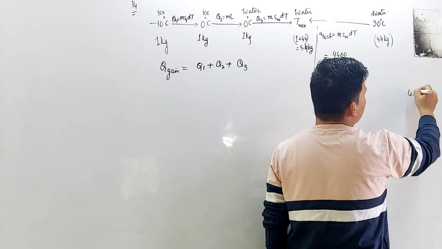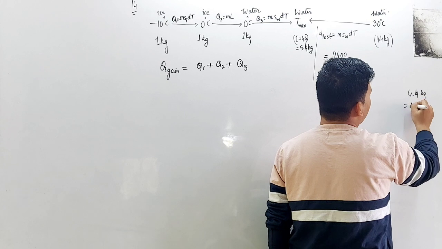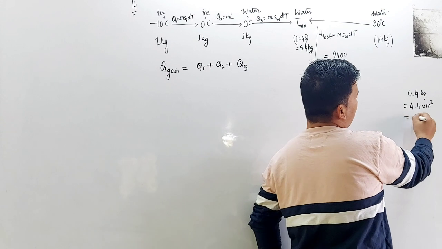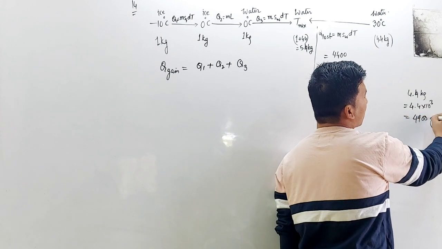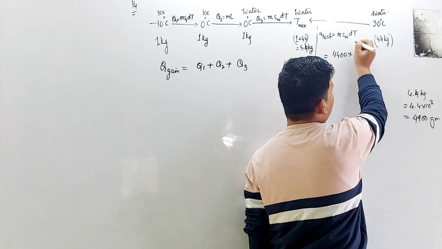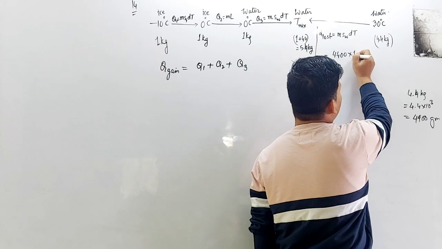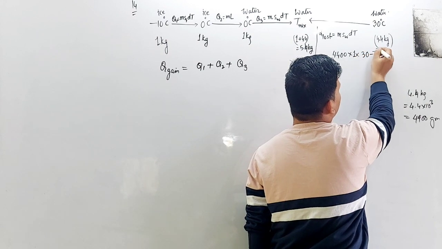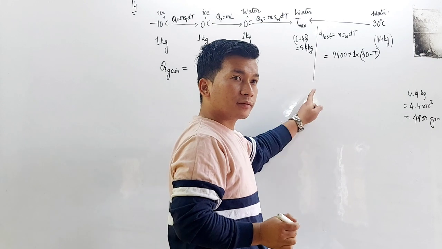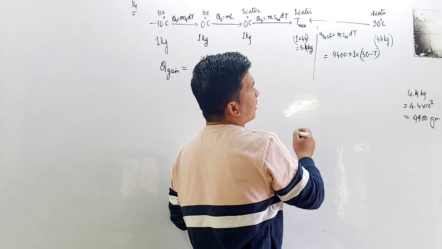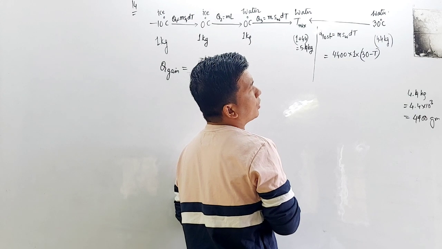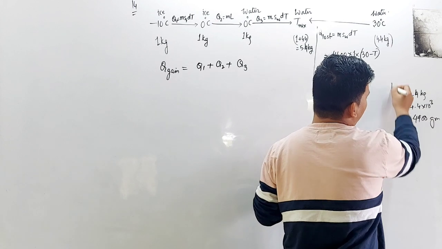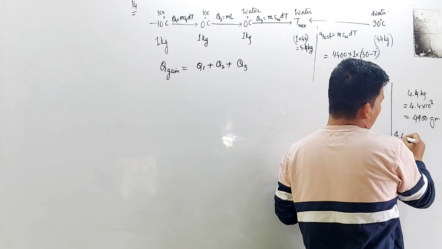4.4 kg will be equal to 4.4 into 10 to the power 3. After that we will be having 4400 gram, the specific heat of water in terms of gram is 1, into change in temperature, 30 minus T. In shorter, we will be having 4400 into 1 into 30 minus 10. If we consider the standard value, 4.4 into 4200 into the change in temperature, 30 minus T.